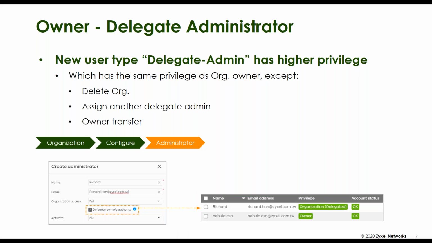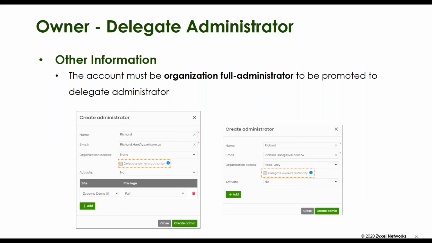This can be done through organization, configure, and administrator. You can see there, when you go into the administrator, you'll have a box that allows you to delegate the owner's authority over to somebody else. The account must be an organization full administrator to be promoted to a delegate administrator. So you won't be able to do it, for instance, on a user or anything like that. It has to be a full administrator, and then you'll be able to delegate them with higher powers, pretty much in line with the owner, apart from being able to do the transfer of ownership and things like that.